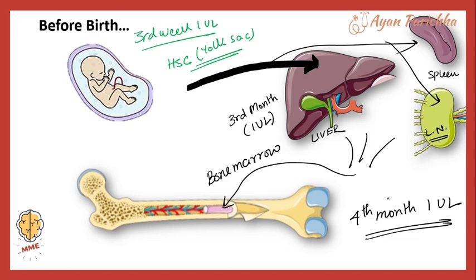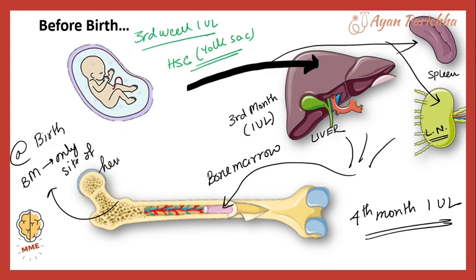This we have already studied in class 11, when we learned circulation, right? So they go to bone marrow, and over there they do a lot of hematopoiesis. They produce RBCs, WBCs, platelets, and so on. We will see that later on, right? Now at birth, what happens? At birth, bone marrow is the only site of hematopoiesis.